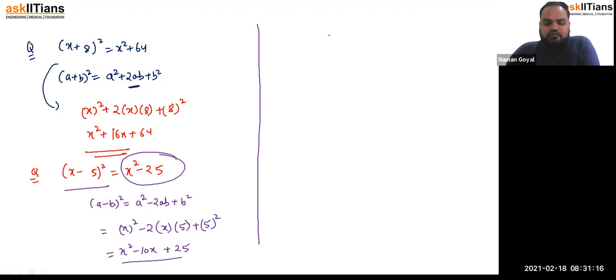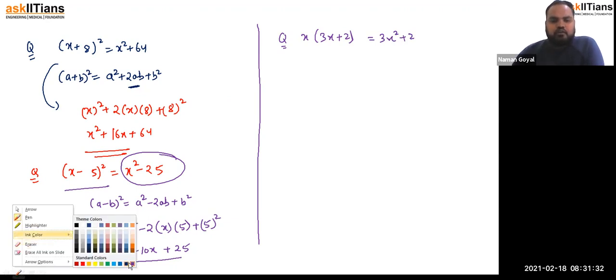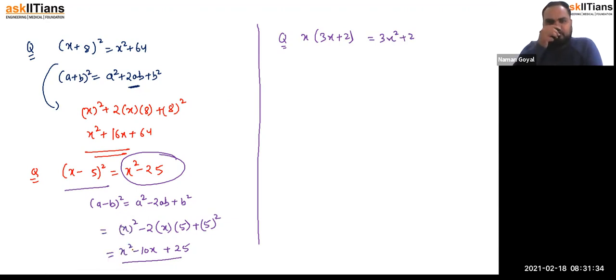Okay, so if somebody writes down x into 3x plus 2 as 3x square plus 2, so what error do they make and how do we correct them? Okay, and what is the correct form? Basically we want to see that.